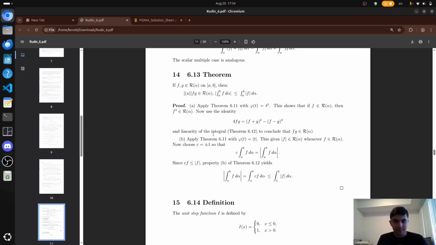Now, we apply the theorem of continuity with phi of t equal to the absolute value of t. So the absolute value of f is in R alpha. We can choose c equal to plus or minus 1, so that c times the integral of a to b of f d alpha is equal to the absolute value of the integral of f d alpha, because the absolute value is basically taking either plus 1 times that value or negative 1 times that value, which is what we're doing over here.